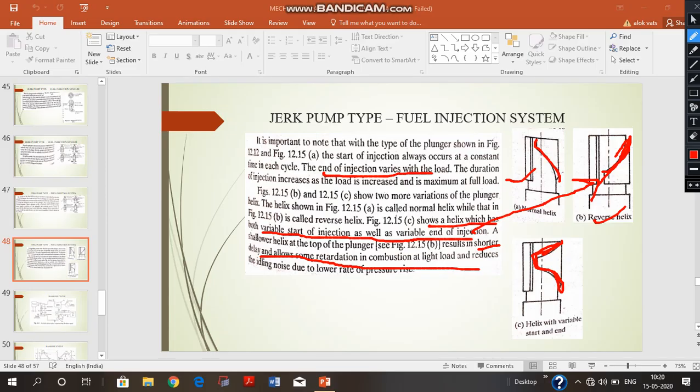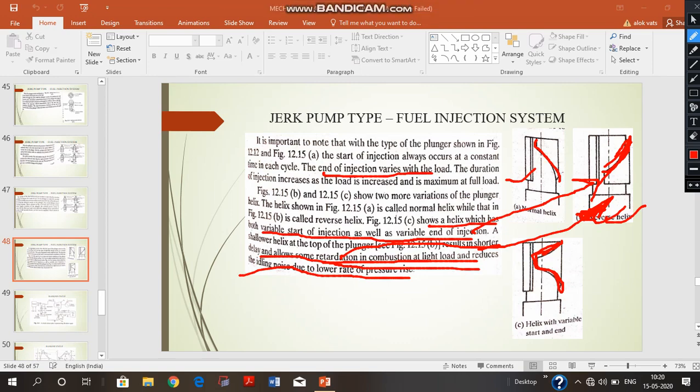So this kind of thing we have to see, a shallower helix. This helix is shallower and it allows some retardation in the light loads, and reduces the idling noise due to pressure rise. When we are having a very light load, we do not require much fuel, and it will allow some of the retardation which can happen when the loads are light. So we can use the reverse helix also, and it will prevent the greater rise in the pressure at the idling speeds, at the idling conditions when there is no load condition.